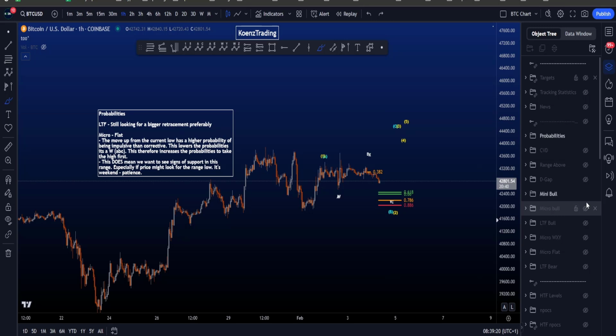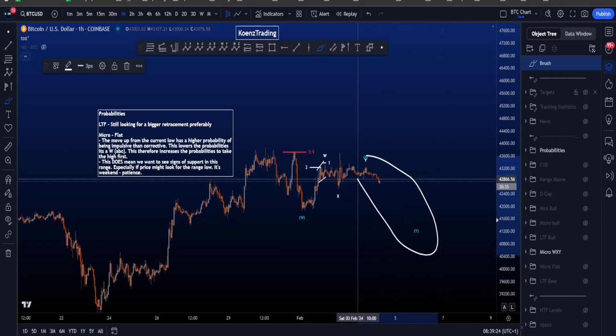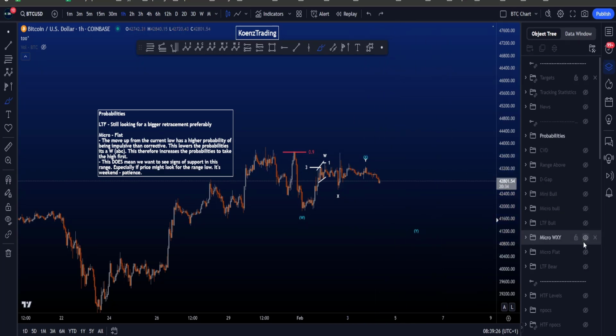And you should use the tools that you like to use, because we still have this scenario to the downside as well. Even though it has lower probabilities, we have to keep it in mind.